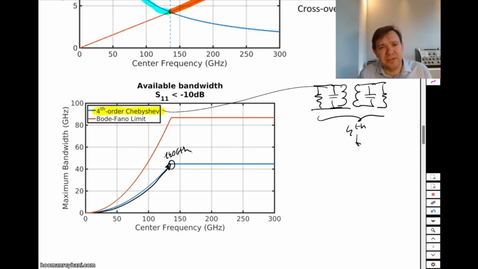And you can say, well, instead of a fourth order, why don't you go to higher order matching? You can do that, but remember, the limit is there, the Bode-Fano limit. And the Bode-Fano limit tells you exactly the same. There is a maximum bandwidth that you can get from a transistor. Again, these fundamentals are what we are going to discuss during this course, and we are always making the link between RF versus millimeter wave.